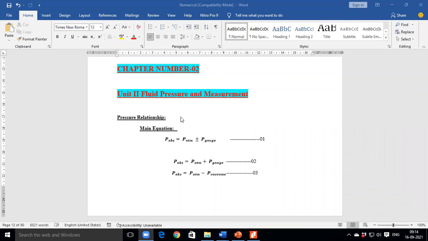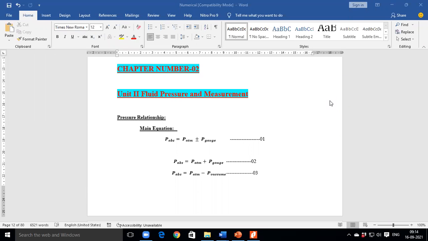Hello, good morning. In the last lecture, we discussed the types of flow and types of fluid. There are 5 to 6 types of fluid: real fluid, ideal fluid, Newtonian fluid, non-Newtonian fluid, ideal plastic fluid, and Bingham plastic fluid. These are the various types of fluid.